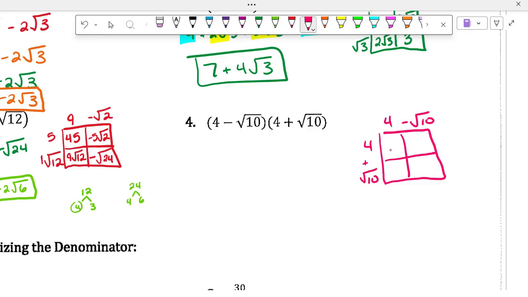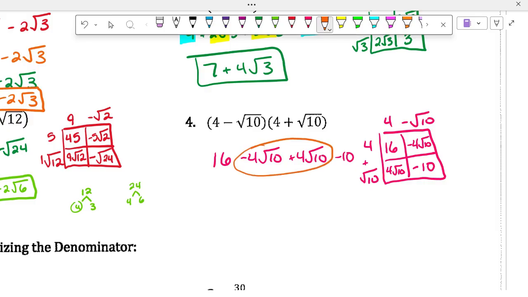4 times 4? Then negative 4 square root 10, 4 square root 10, square root 10 times negative square root 10. Negative square root 100, which is just negative 10. So this would be 16 minus 4 square root 10 plus 4 square root 10 minus 10. What happens right here?